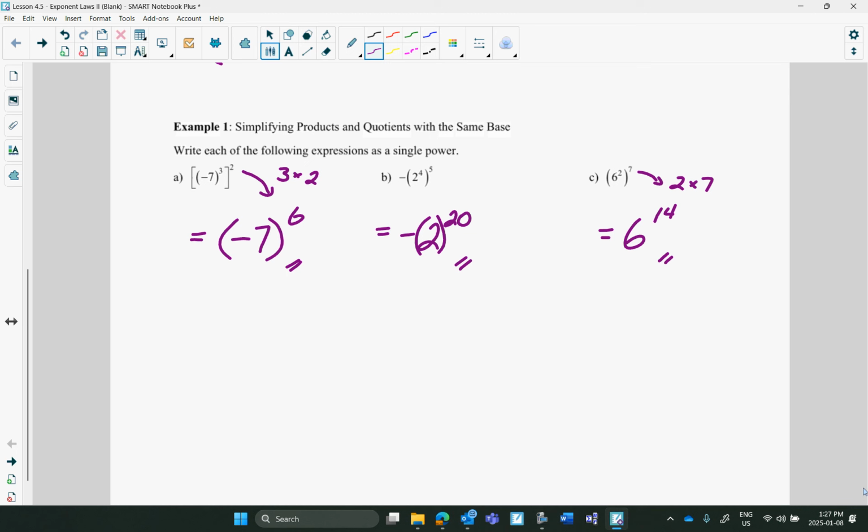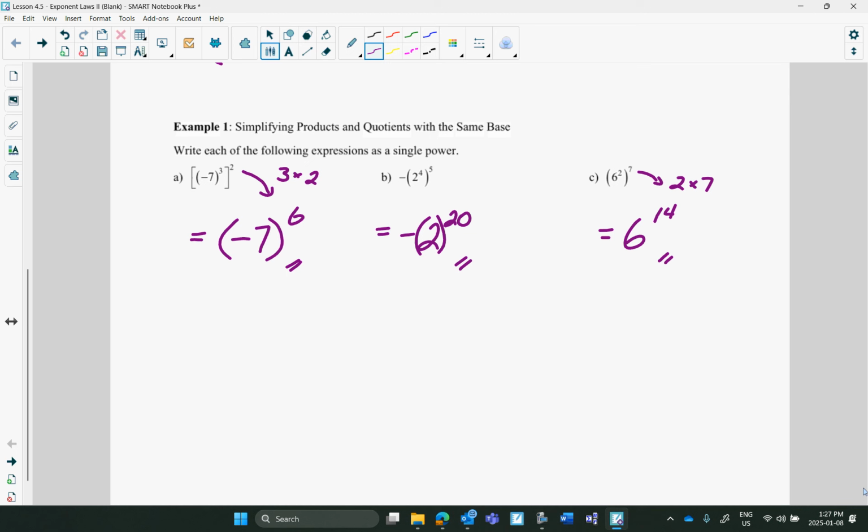When you look at the fraction like this, you just multiply. Whenever you do any one of these exponent laws, the base always stays the same, and then you either add, subtract, or multiply the exponents.